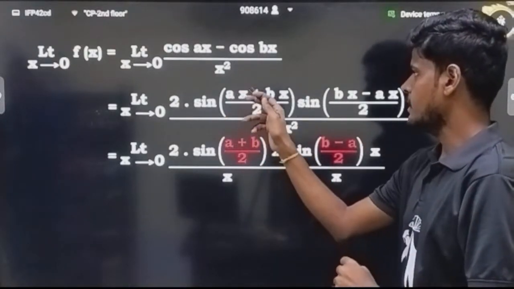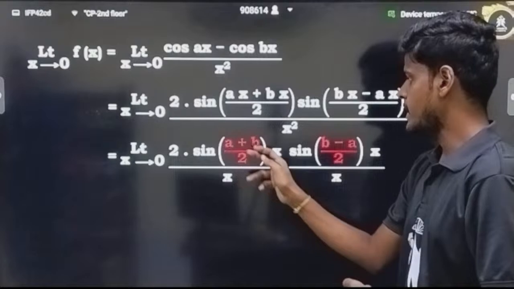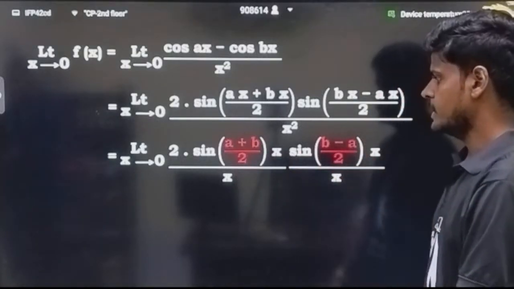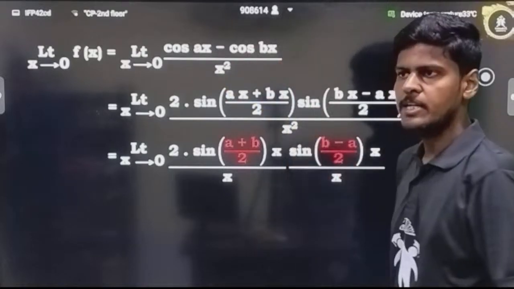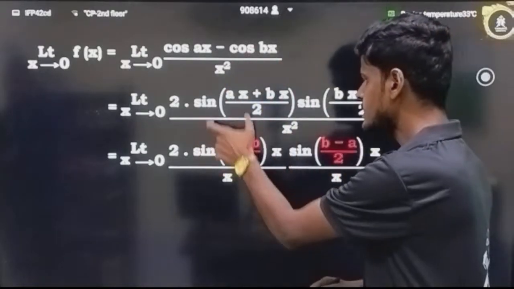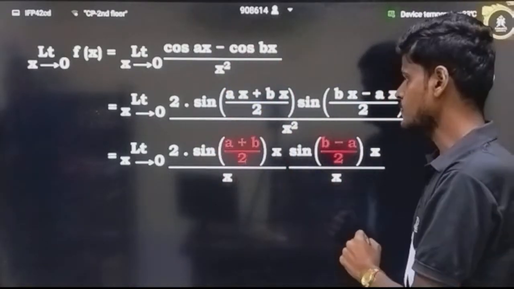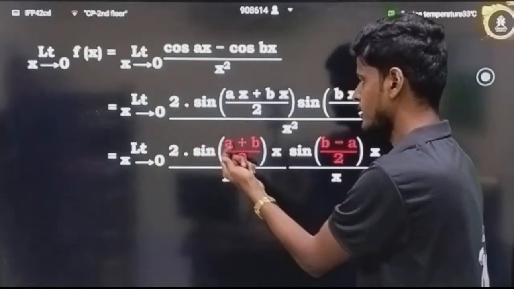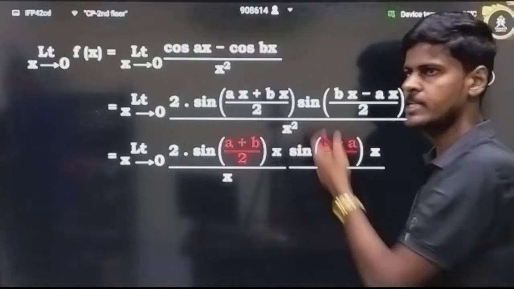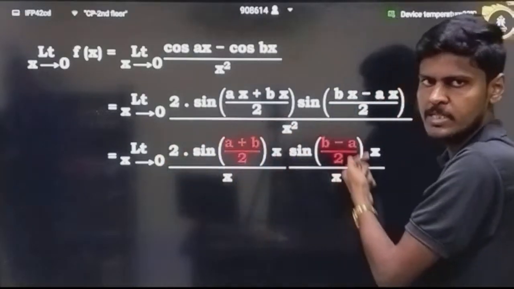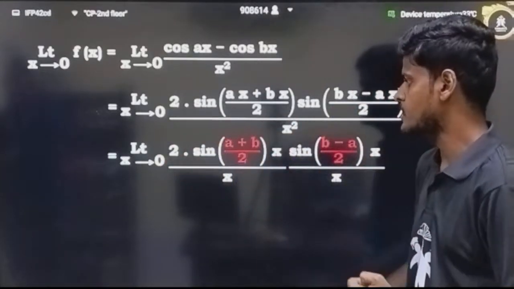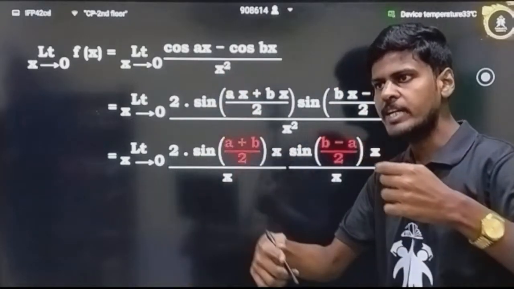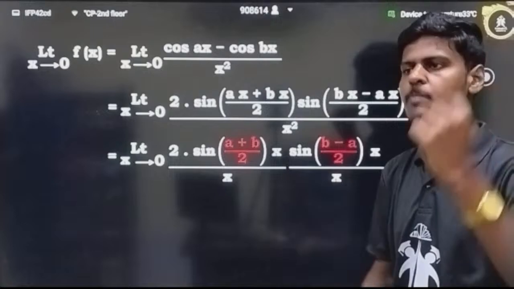That is given here. We can take x common. This will be sin of a plus b by 2 into x, sin of again b minus a by 2 into x. Now in the denominator we have x square. We can split this x square into x into x, two terms. Now why do we need to split? Because when we apply the limit of f of x into g of x, it can be written as limit f of x into limit g of x. We know the property for limits. And also we know sin of some number divided by the same number will become 1.